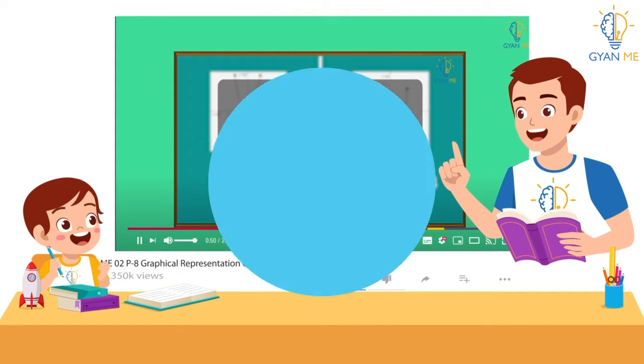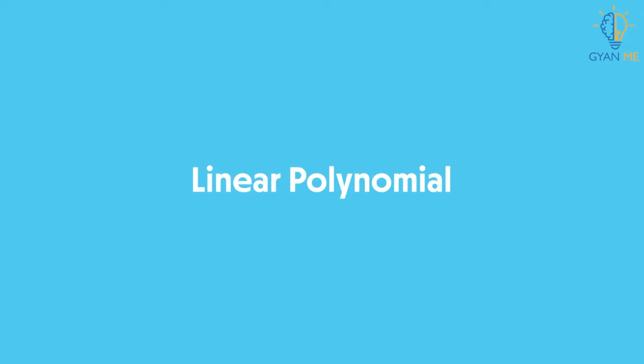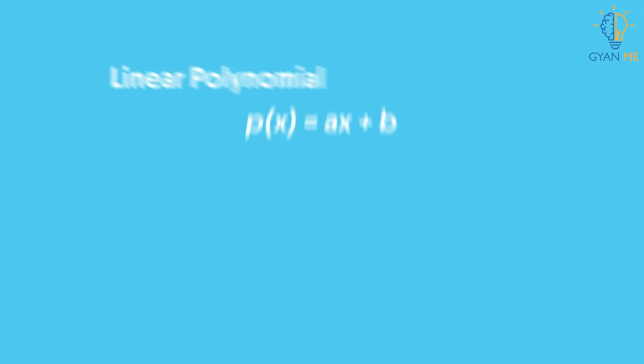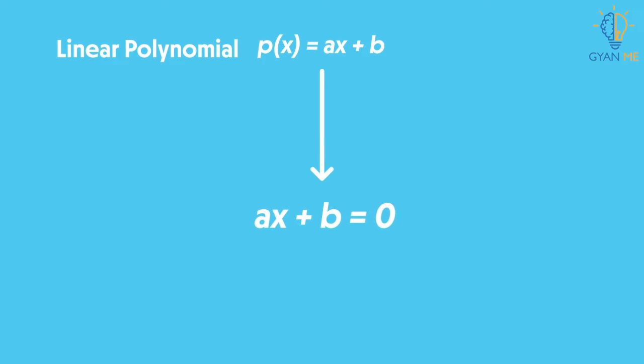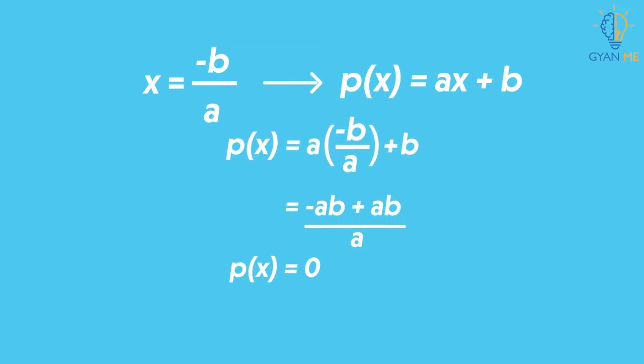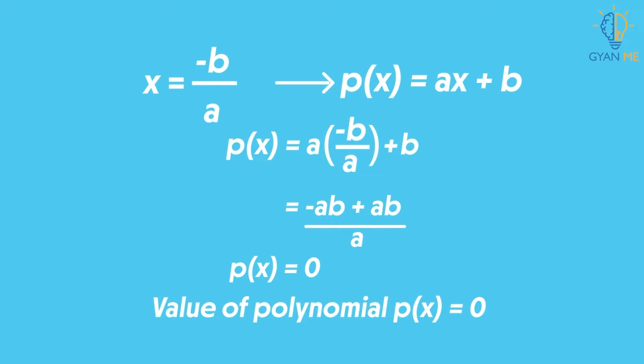So let us start today with a linear polynomial, say ax plus b. We know how to find its zero. Convert it to an equation, that is ax plus b is equal to 0. If we solve this equation, we get the value of x as minus b upon a. This means when we substitute minus b upon a in the polynomial, we will get the value of the polynomial as 0.